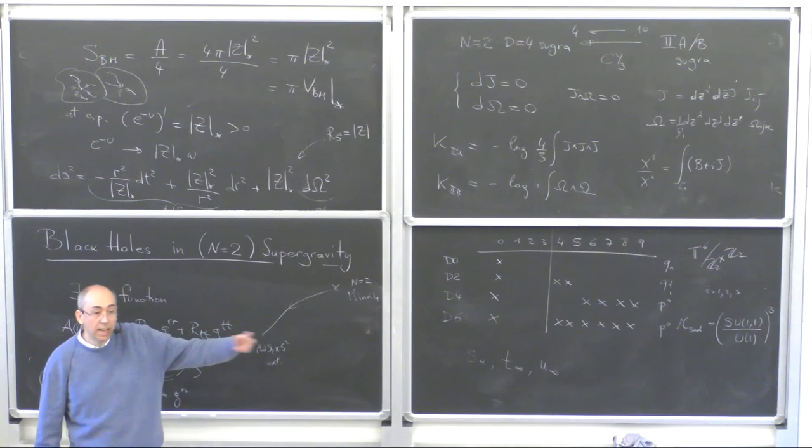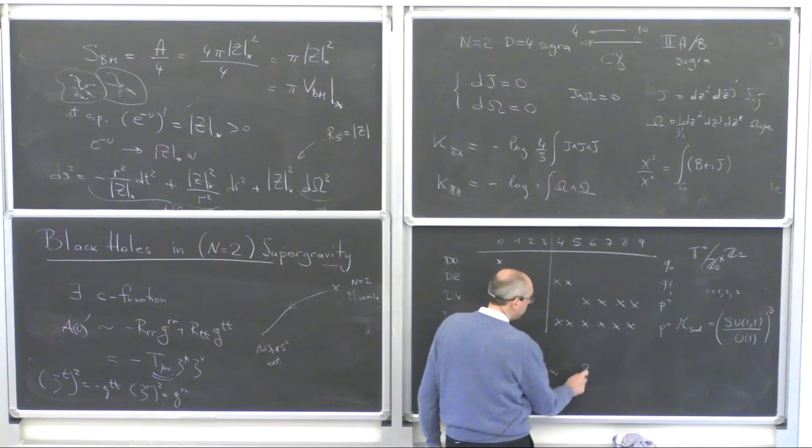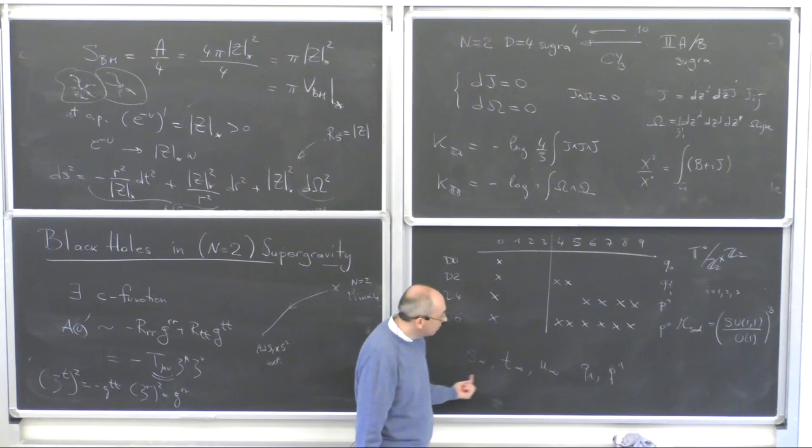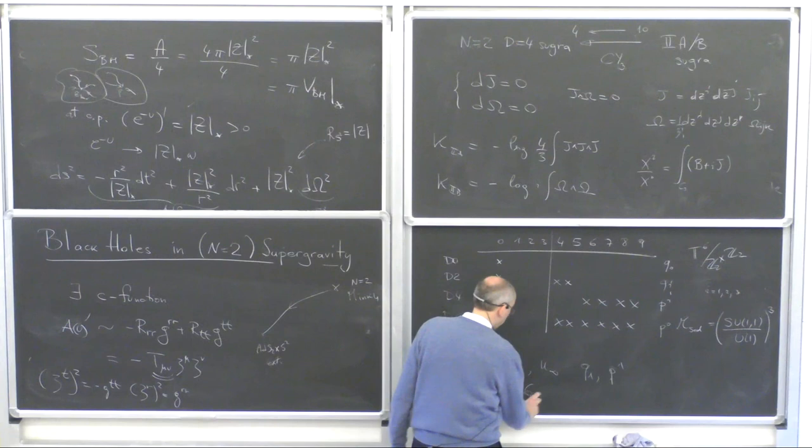These are six parameters, plus four electric and four magnetic charges, because I have three vector fields, plus the graviphoton. So I have four electric and four magnetic charges. So this is six plus eight. This is a total of 14 parameters for the generic solution.